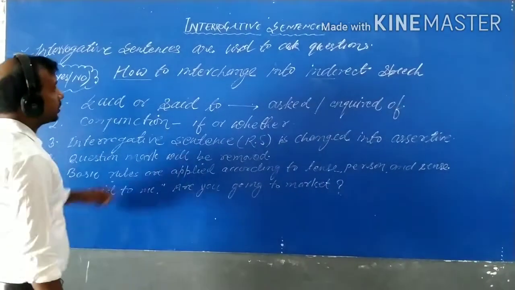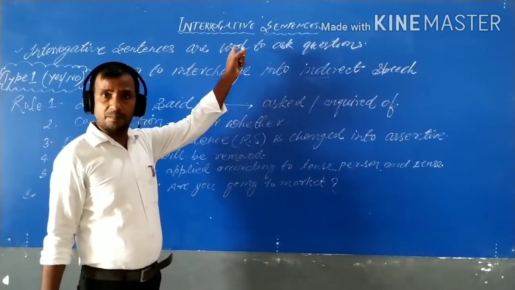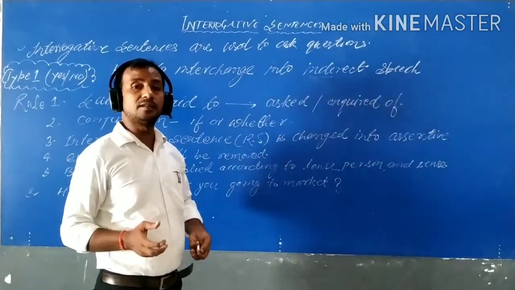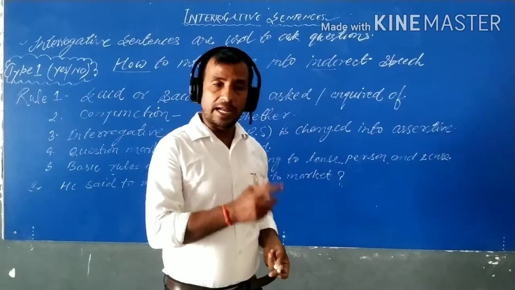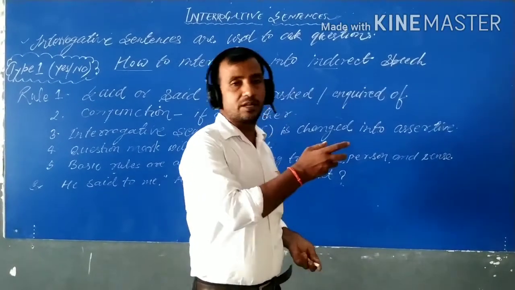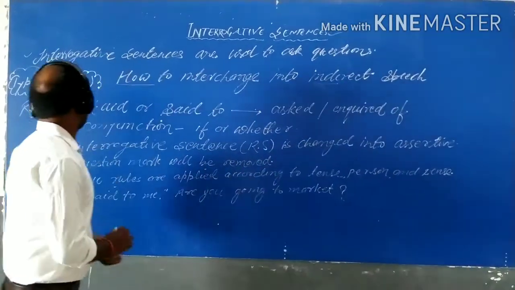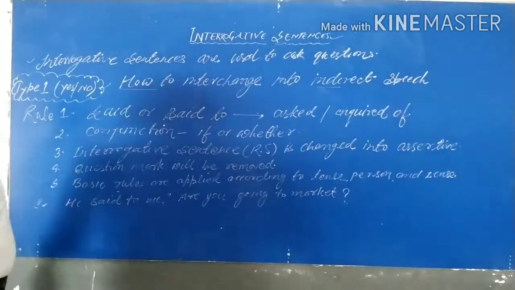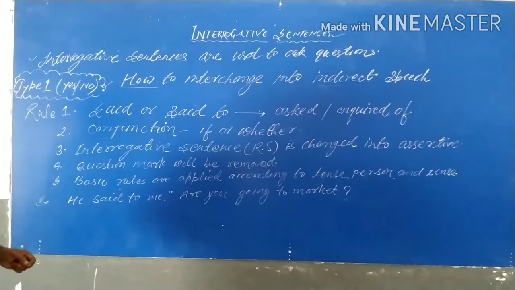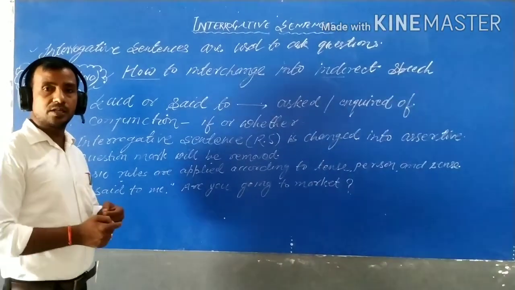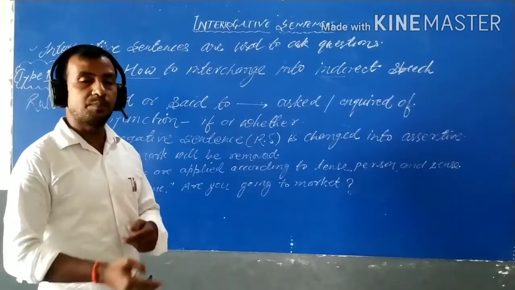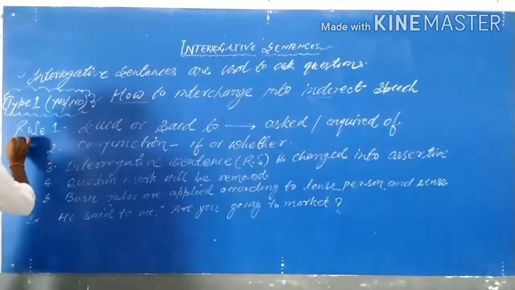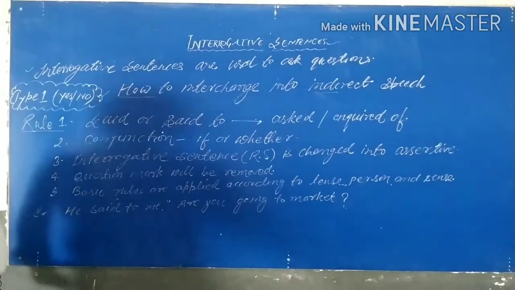So you know that there are two types of interrogative. First, that we can answer in yes or no, and the second, we have to give the reason. So at first we shall discuss the yes or no type, that means the sentence which is formed by using helping words, that means auxiliary. So here, how can we interchange?